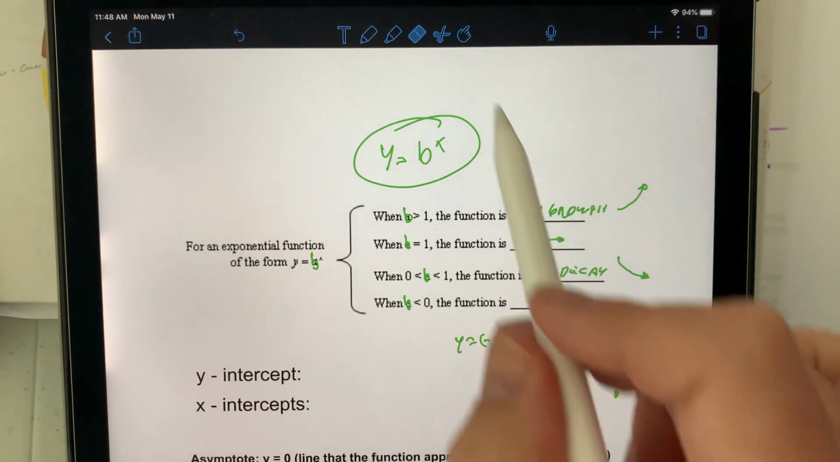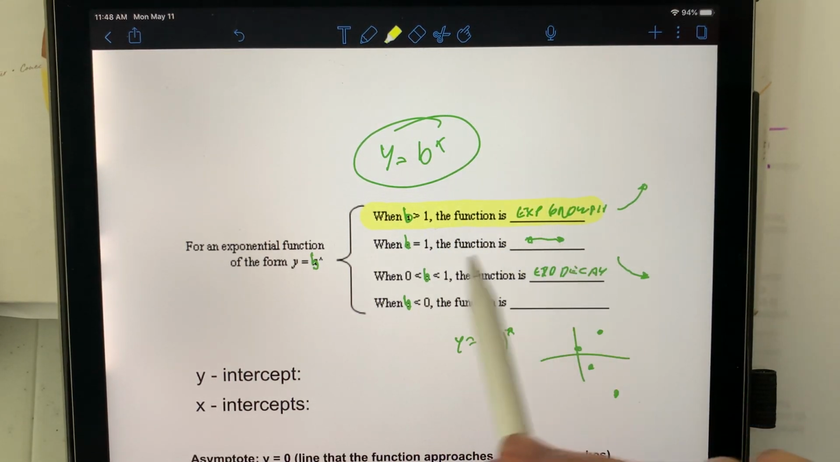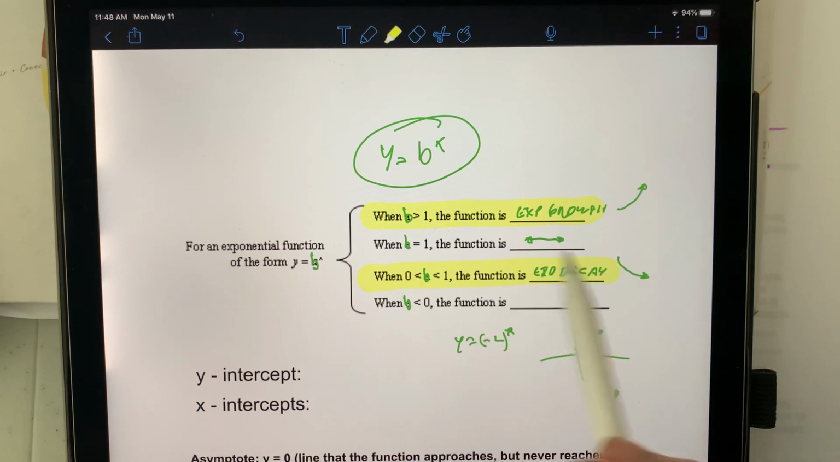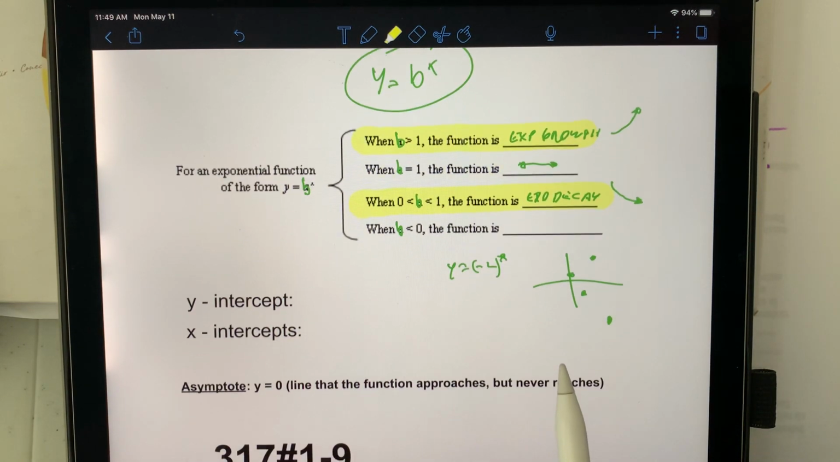So the only ones that are exponential functions are when b is greater than 1, or when b is between 0 and 1, but not equal to 0 or equal to 1. Those are the only 2 cases that interest us.